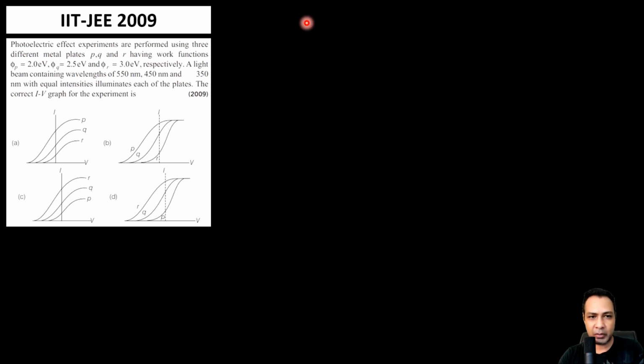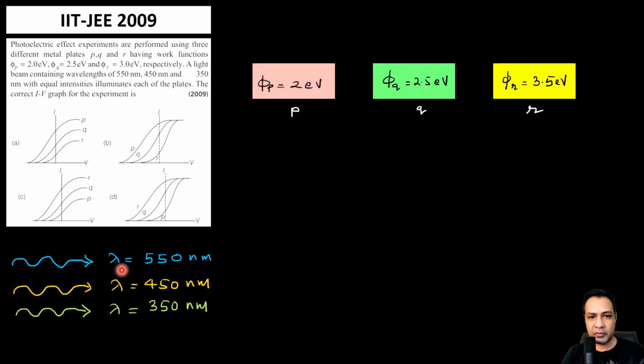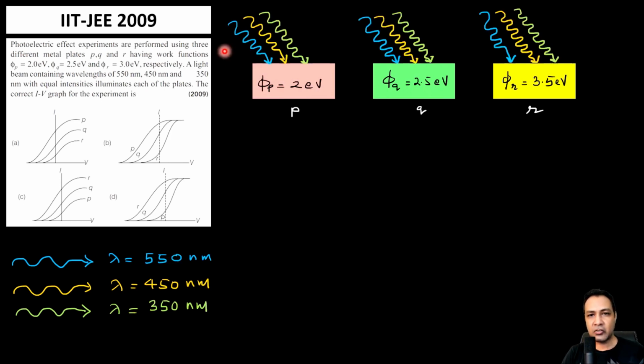This is a straight objective question. There is only one option correct, and we'll see which of the four options is correct. So as given in the question, there are three plates P, Q, R with the work function 2 electron volt, 2.5 electron volt, and 3.5 electron volt. A light beam having three component wavelengths 550 nanometer, 450 nanometer, and 350 nanometer is incident on each of the three plates.